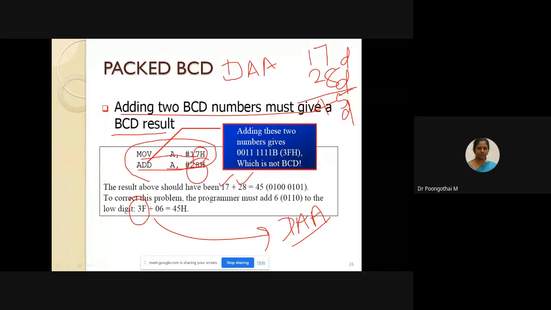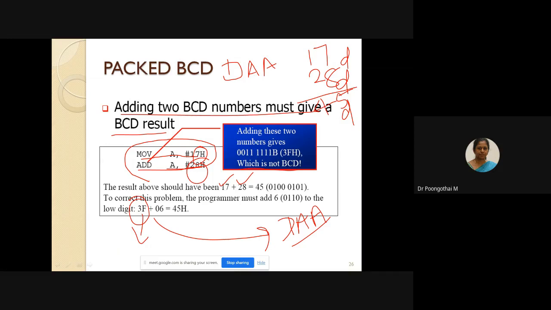So the purpose of DAA is, first it will check the LSB, whether it is greater than 9 or lesser than 9. If it is greater than 9, 6 will be added to the LSB. Similarly, in the next operation, it will check the MSB. If the MSB is greater than 9, 6 will be added. In this way, it will correct the answer and we will get the exact BCD number. So after adding two numbers, which is not BCD, to adjust the value into BCD we have to use DAA. Is that clear?